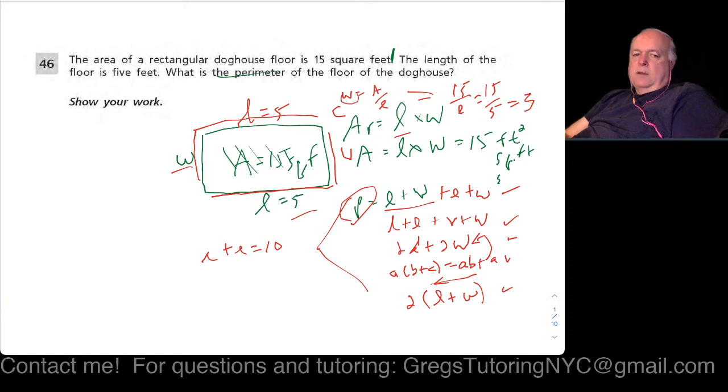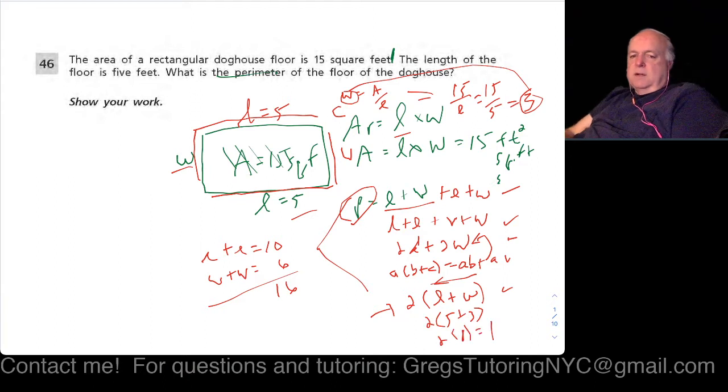Now that we know the width, we can do the width plus the width over here and get 6. And when we add them together, we get 16, right? That also works if we use this last choice: 5 plus 3 in parentheses times 2, which gives 2 times 8. That's also equal to 16. And we can use any of the forms that I gave you here as well.